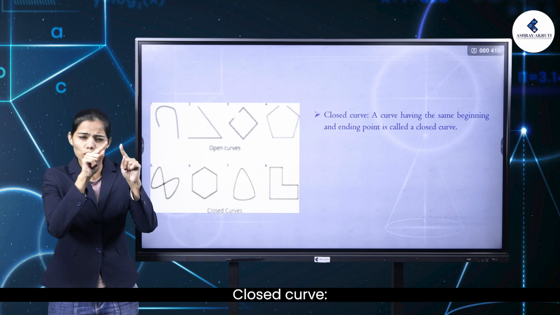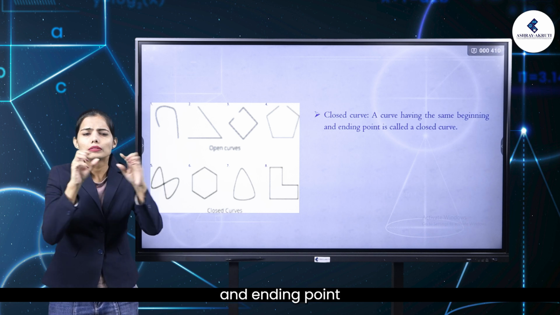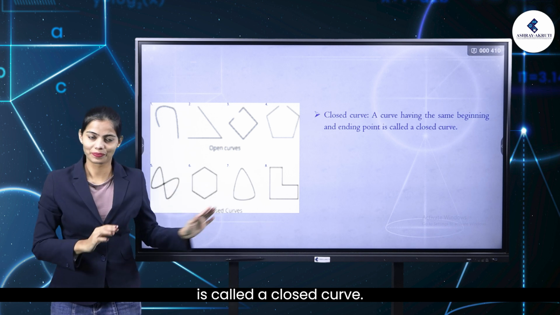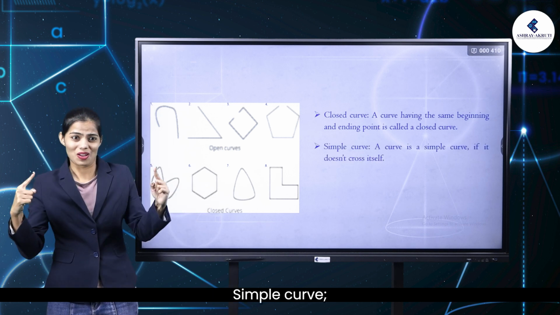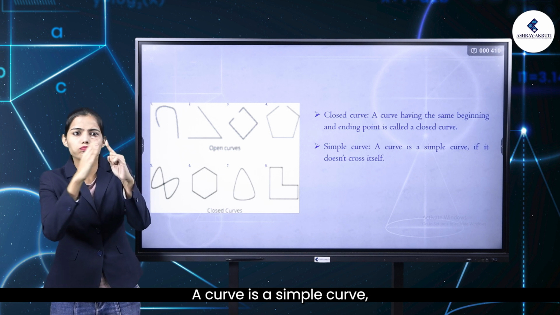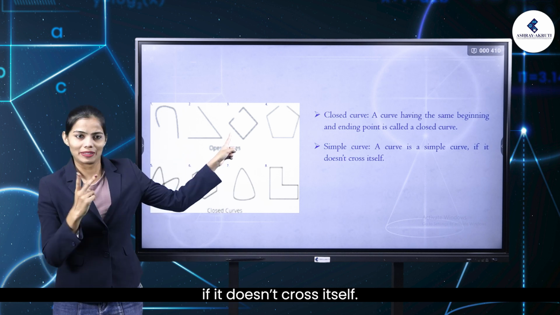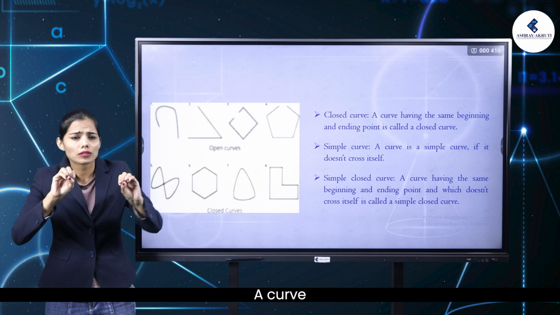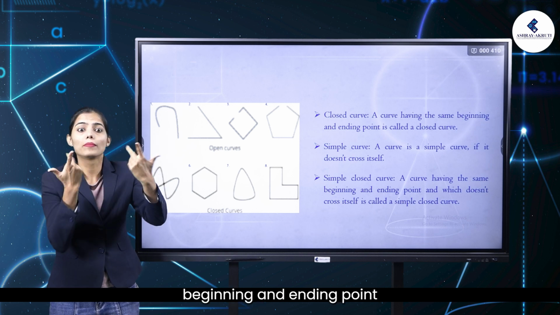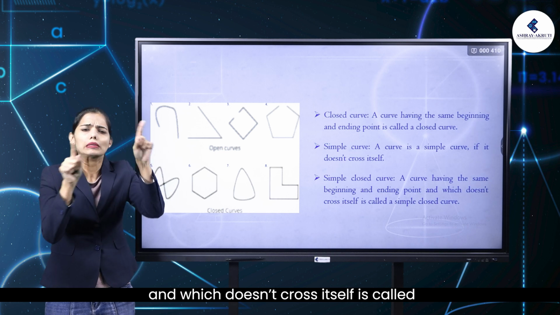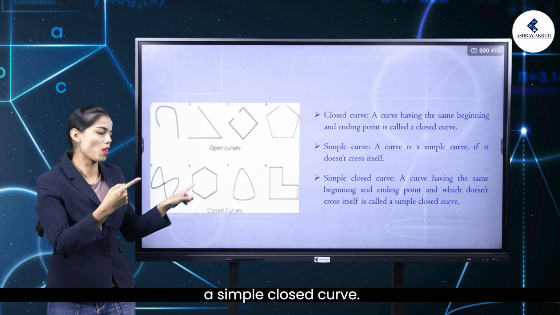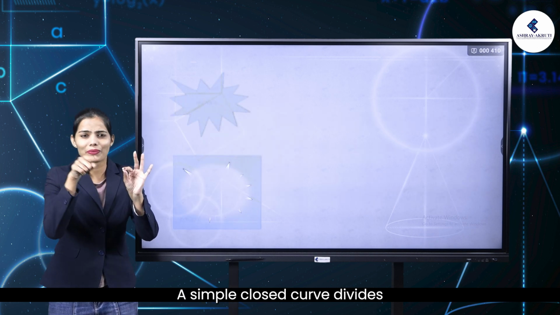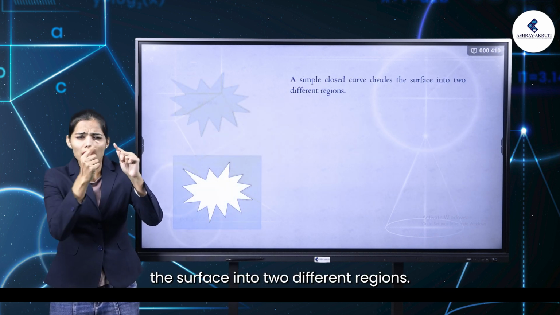Closed curve. A curve having the same beginning and ending point is called a closed curve. Simple curve. A curve is a simple curve if it doesn't cross itself. Simple closed curve. A curve having the same beginning and ending point and which doesn't cross itself is called a simple closed curve. A simple closed curve divides the surface into two different regions.